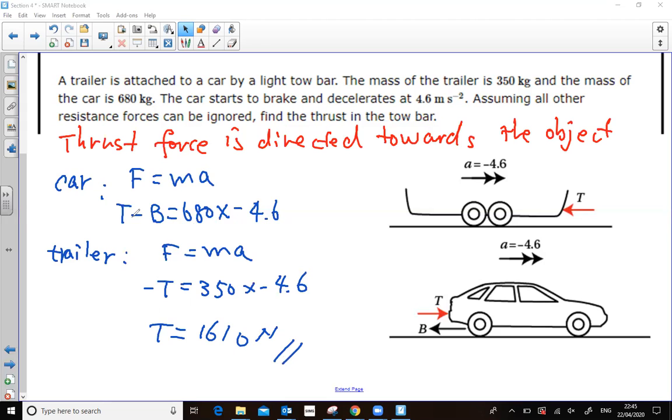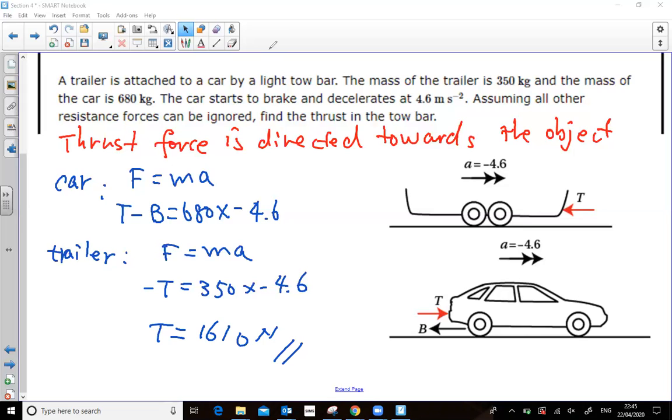And that's it. So really, you don't even need this equation. However, in the exam, just be careful that sometimes they may be asking you to work out the braking force in the next part. So that's all the examples we're looking at for connected particles.